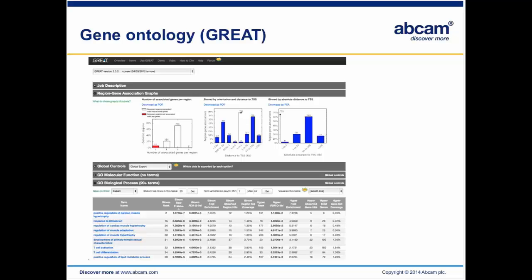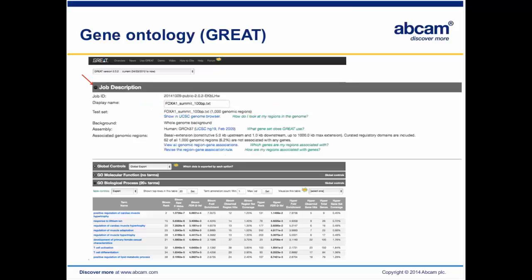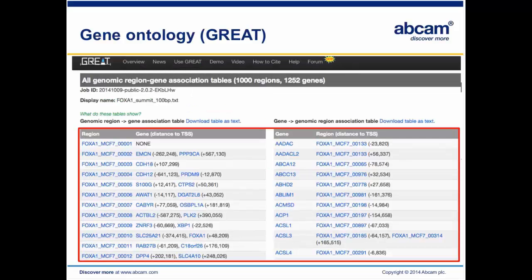One thing that is particularly useful is that if you click the job description on the top, this section will expand. Click View All Genomic Region Gene Association. You will see two tables. One gives you for each peak its associated genes, and the other gives you for each gene its associated peaks, together with the distance between the peak and the gene. And you can download them as a text file and save for future use. This is quite convenient.